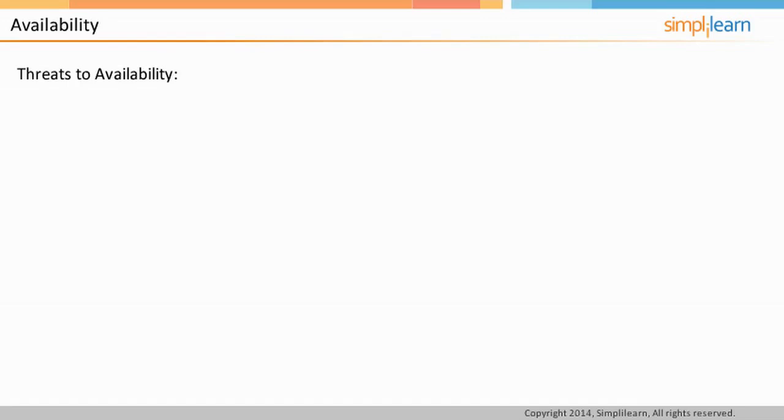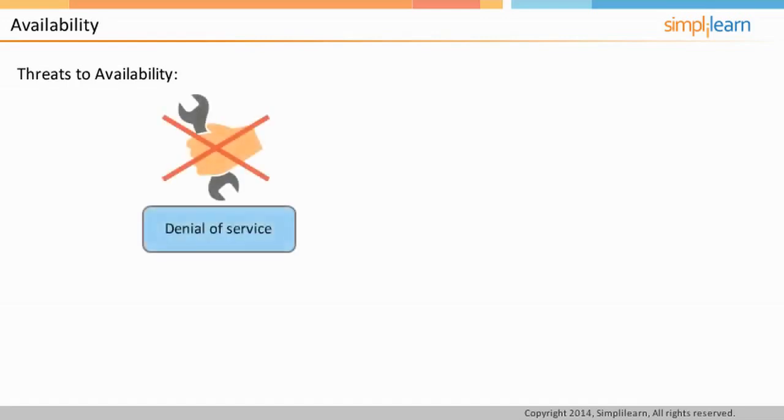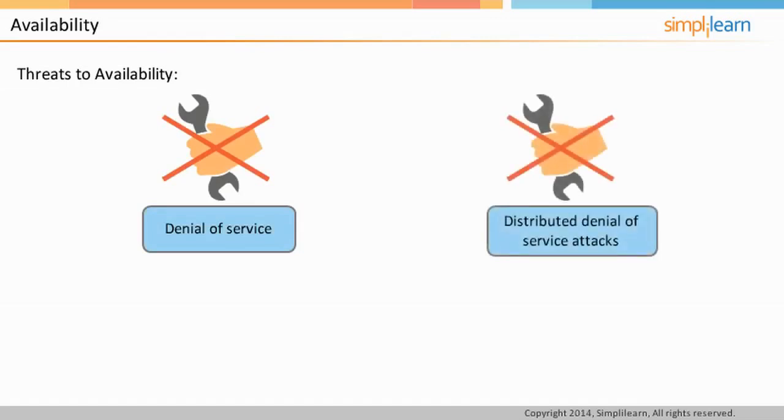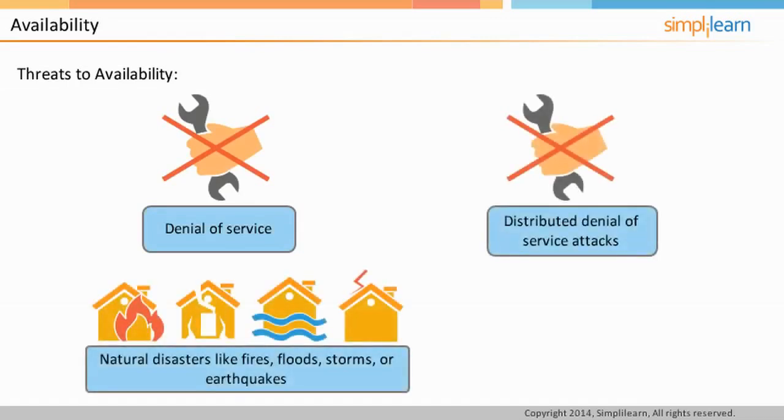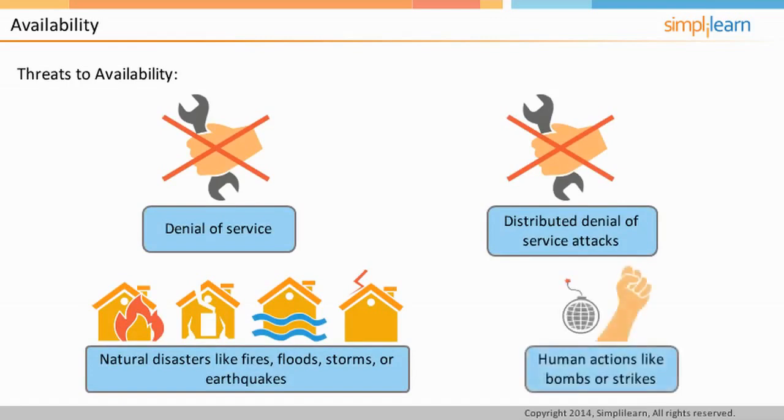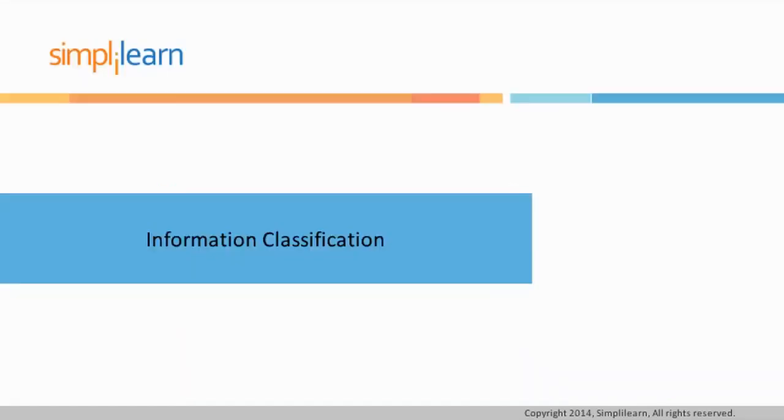Availability covers nearly all the aspects of data security that directly or indirectly protects a system from any harm. Threats to availability are denial of service and distributed denial of service attacks, and natural disasters like fires, floods, storms, or earthquakes. Availability can also be disturbed by human actions like bombs or strikes.